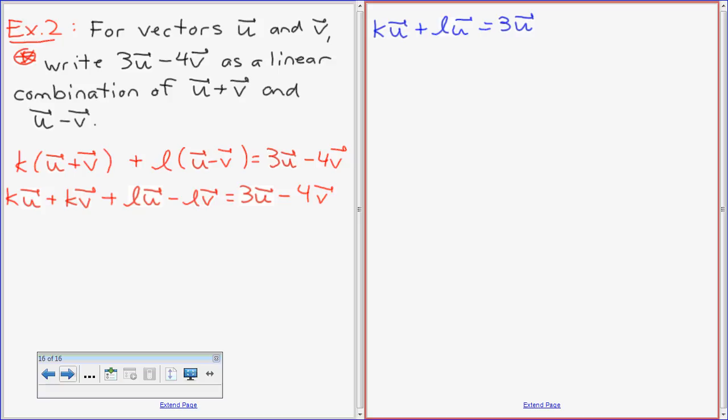Why am I allowed to do that? Because they have a common factor. Like they're basically all related to U, right? Okay. So can somebody else write the other statement for me then, please? For the V's. Luke, go ahead. So KV minus LV equals negative. Very good.